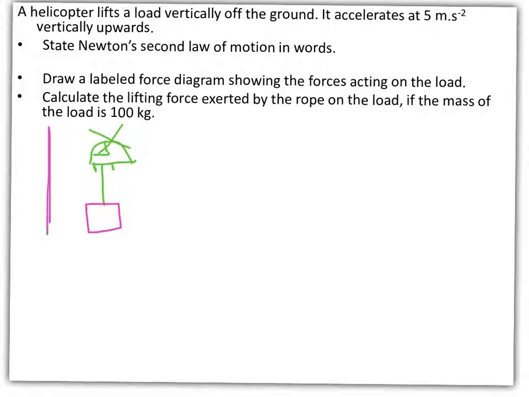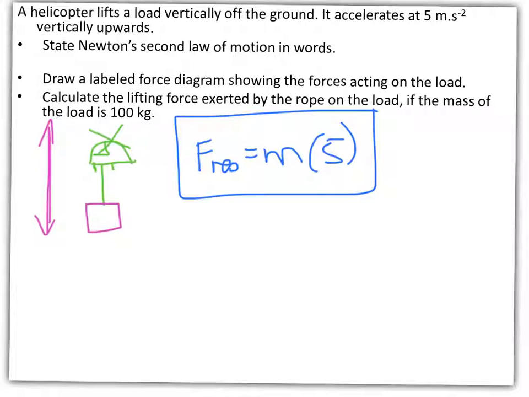Vertically, so we're working in the vertical plane over there. It accelerates at 5 meters per second squared vertically upwards. Immediately I can go, force resultant is equal to whatever the mass of that object is multiplied by 5 meters per second squared. We know that. If that's the acceleration, that is going to be the resultant force.